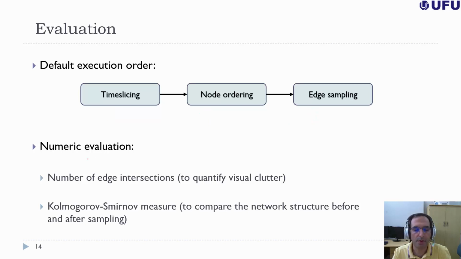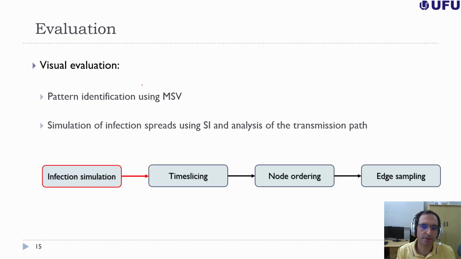For the evaluation, the default executor order is: first we apply Timeslice, then node ordering, then edge sampling. For numeric evaluation, we use the number of edge intersections to quantify the visual clutter, and also the Kolmogorov-Smirnov measure to compare the network structure before and after the sampling. For visual evaluation, we first perform pattern identification using MSV, so we can check if the reduction of the visual clutter helps in the pattern identification. And we also perform simulation of infection spread using SI and analysis of the transmission path. So we first simulate the infection in the network, then we perform Timeslicing, node ordering, and edge sampling, and we can check and evaluate the transmission path after these clutter reduction operations.